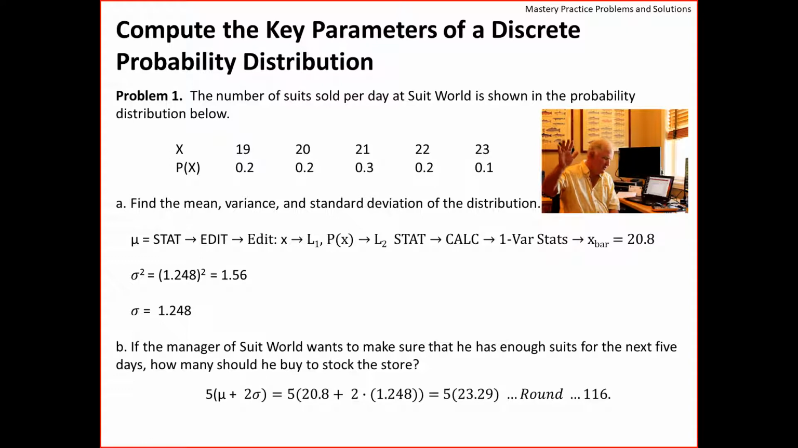Now, if you wanted to absolutely cover your bases, buy mu plus 3 sigma or 4 sigma. However, if we were in an economics class, you'd learn that inventory costs money. You want to minimize your inventory. You don't want to carry a ton of inventory. Your inventory comes at the expense of your cash. And so mu plus 2 sigma is probably the best choice. So there it is. 5 times mu plus 2 sigma comes out to 116. Okay, let's pause here and go to problem 2.